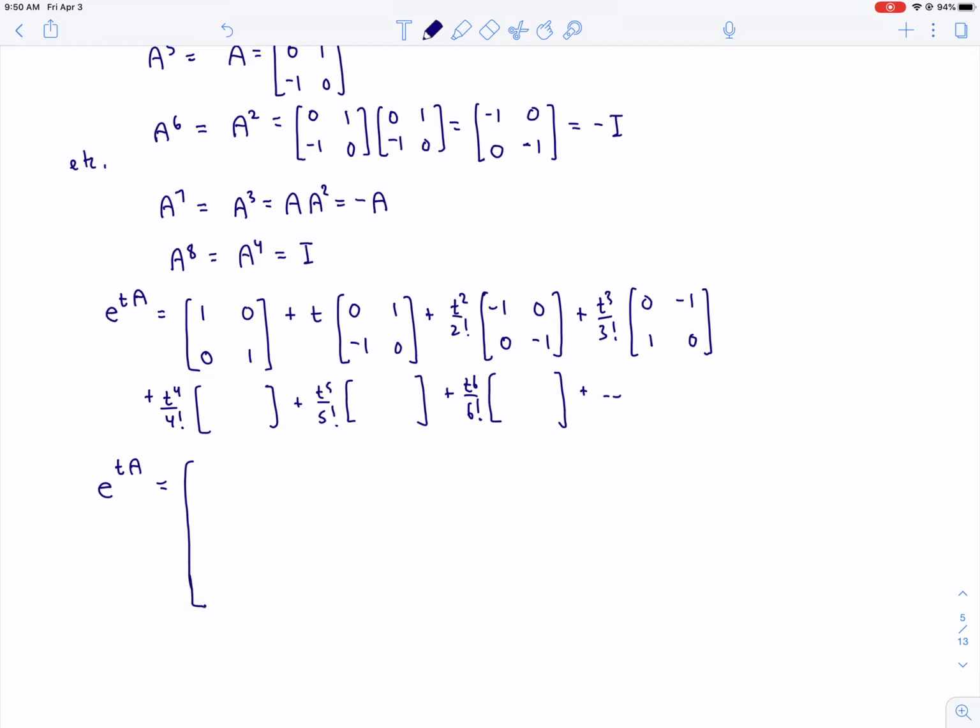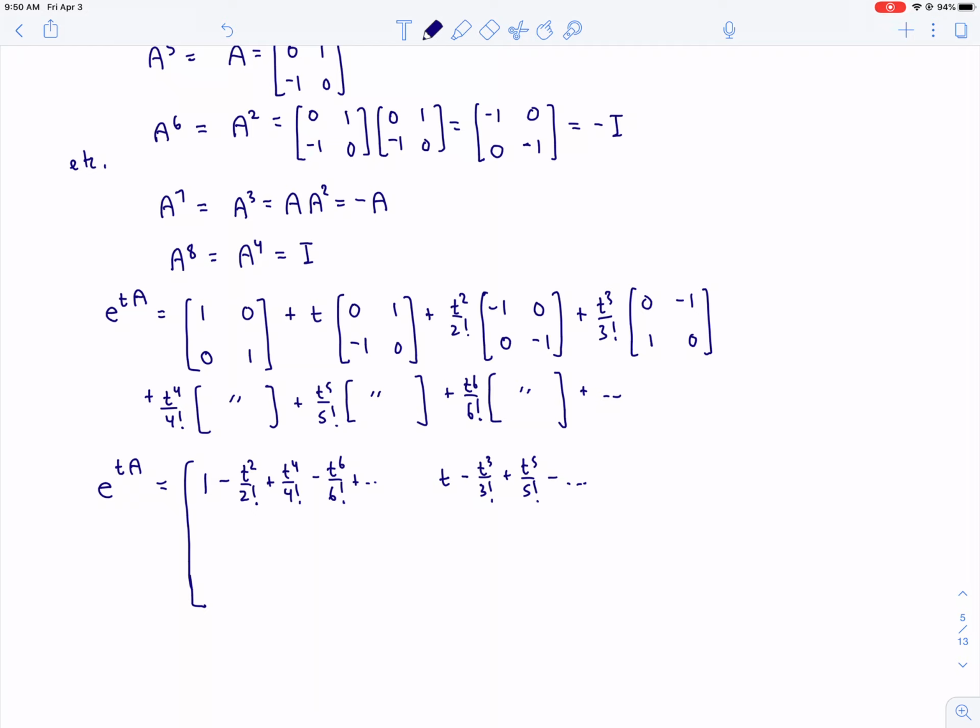Make this big. Okay, so in the 1,1 entry, I get a 1, I get no t's, I get minus t squared over 2 factorial, no t cubes, I get a t to the fourth over 4 factorial, I get a minus t to the sixth over 6 factorial, and so on. In the 1,2 entry, I get a t minus a t cubed over 3 factorial plus a t to the fifth over 5 factorial, and so on.